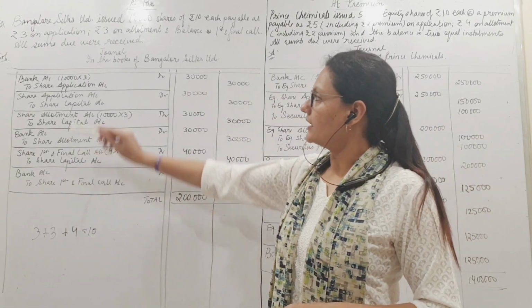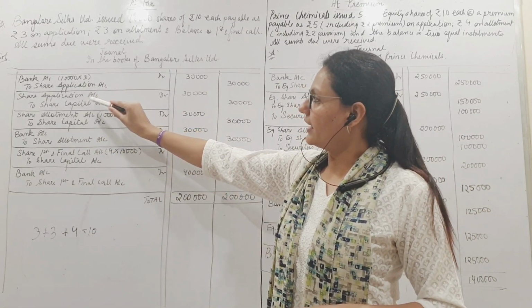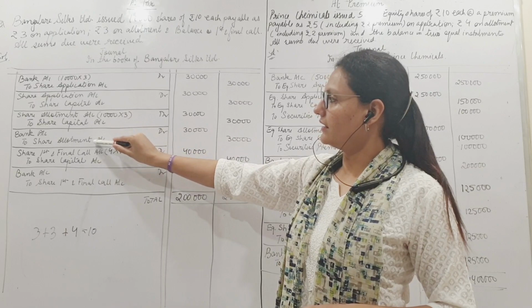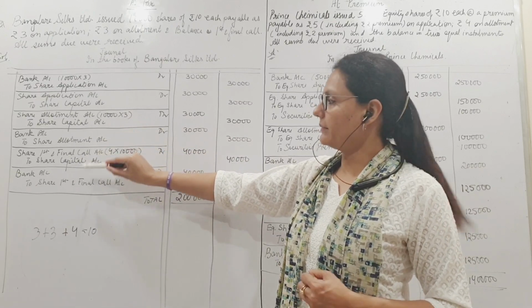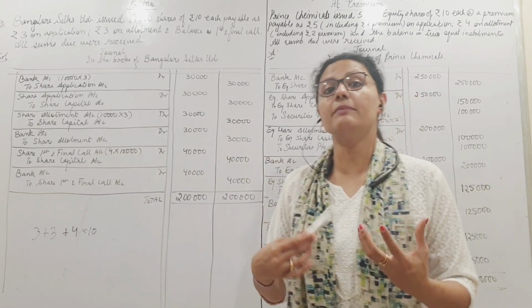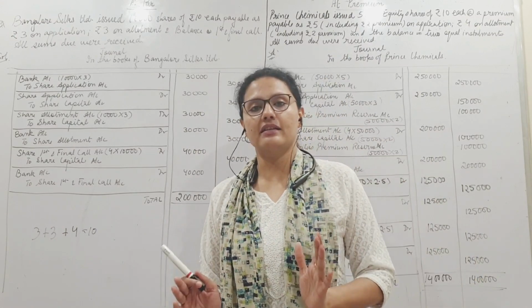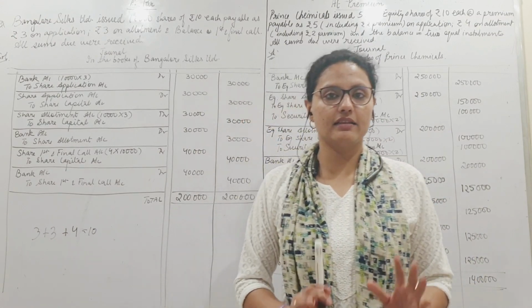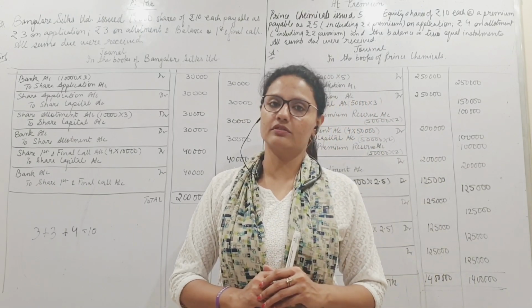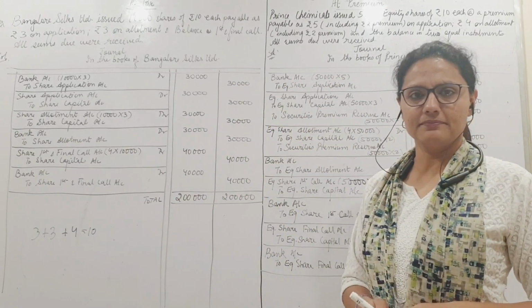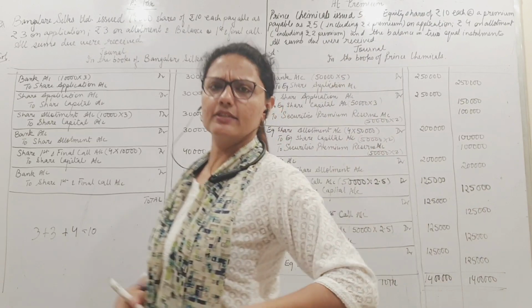So that is how, see, share application, credit and debit. Allotment, debit and credit. Share first call, debit and credit. These all accounts will be closed. They cannot remain open. Due हो गया, पैसा मिल गया, account closed. Right? The installment account has to be closed. Pretty simple? Yes? Okay. Let us do a little one step back.